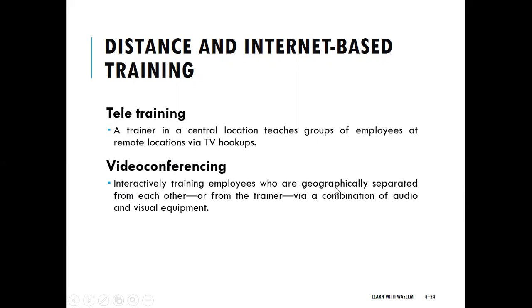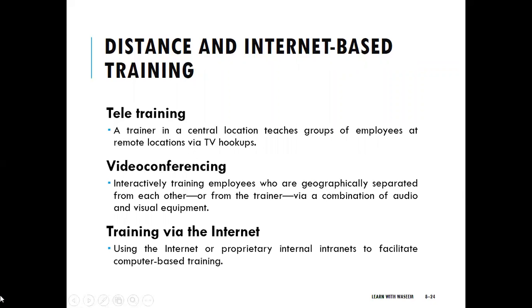Interactively training employees who are geographically separated from each other or from the trainer via a combination of audio and visual equipment. So audio or visual equipment, or multimedia, are usually used nowadays for video conferencing and training via the internet. Okay, so using the internet or proprietary internal intranets to facilitate computer-based training. Within the organization, usually this type of training is used.